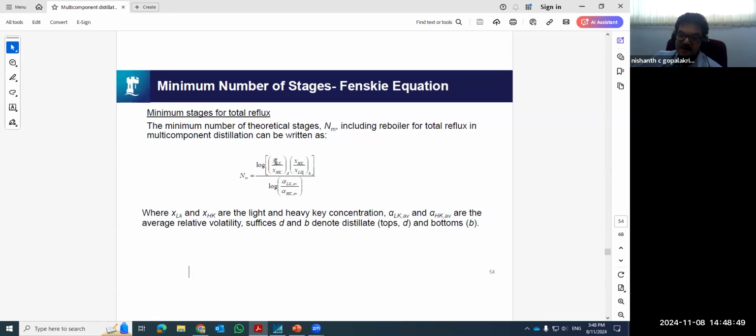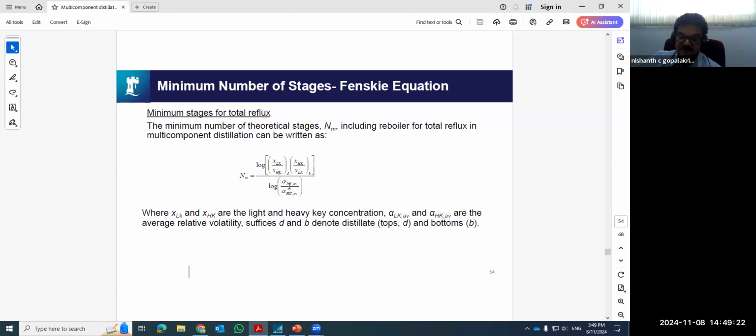Now, if you want XLK in the distillate to be high and XHK at the distillate to be small, that means this has to be high and this has to be small. In that case, the number of stages must be higher. Similarly, XHK at the bottom is high, XLK at the bottom is low. That means this also is high. So we'll be needing a huge number of stages. So that's the way we can actually reason out the Fenske equation.